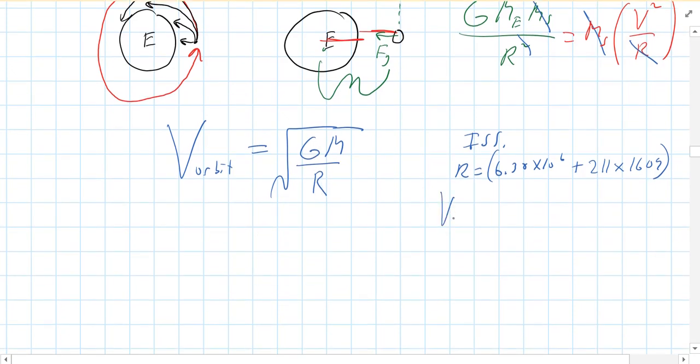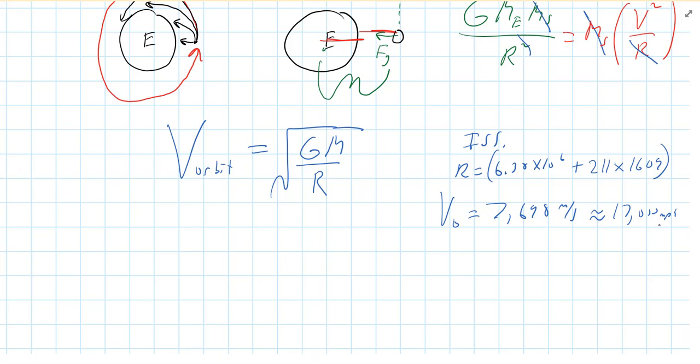You get the following. You get v orbit for the space station to be about 7,698 meters per second, which is just a hair under 17,000 miles per hour. So right now, those astronauts are moving at 17,000 miles per hour around the Earth. Crazy number, isn't it?